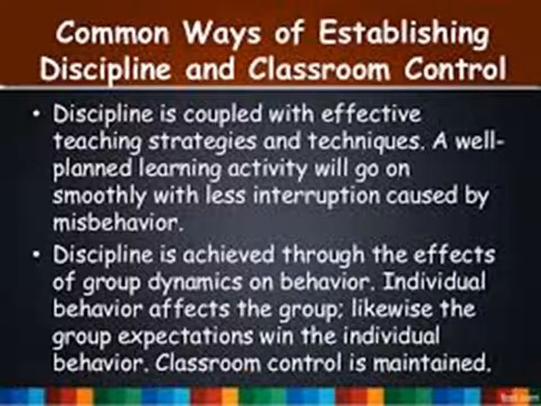Discipline is achieved through the effects of group dynamics on behavior. We have to also remember that if one individual sees that he can get control of the classroom by acting up, then he understands that his behavior is well accepted, and the group expectations will win the individual behavior. So classroom control is maintained when we get all the kids to understand that they must behave when they enter the classroom.